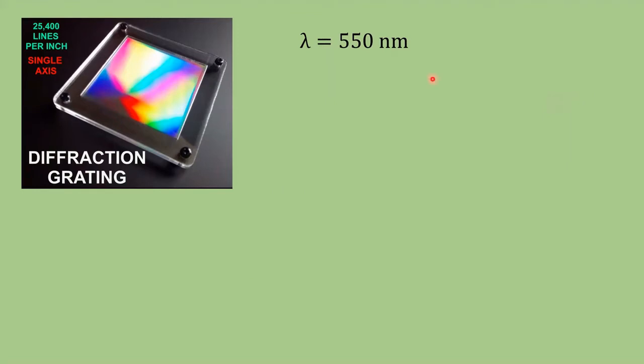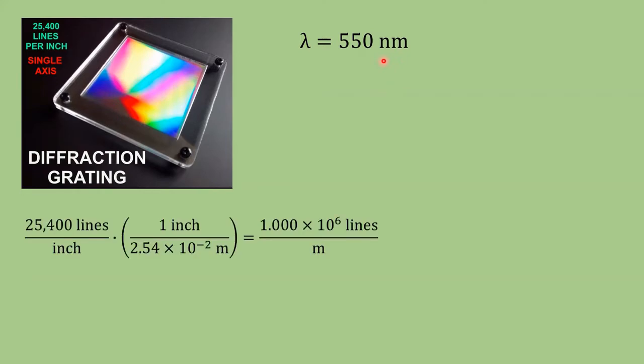So let's look at an example. Here's a grating that's advertising over 25,000 lines per inch. That's not SI units, so let's first convert. And let's assume that we're talking about a wavelength in the middle of the visible spectrum. Okay, well, 25,400 lines per inch. By the way, this number is suspiciously reminiscent of 2.54, which is the conversion from inches to centimeters. I know that 1 inch is exactly 2.54 centimeters. So that's probably why this number is popping up.